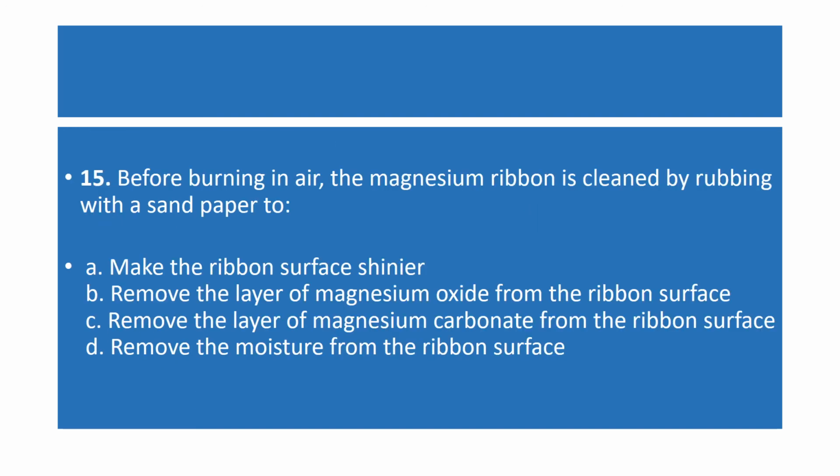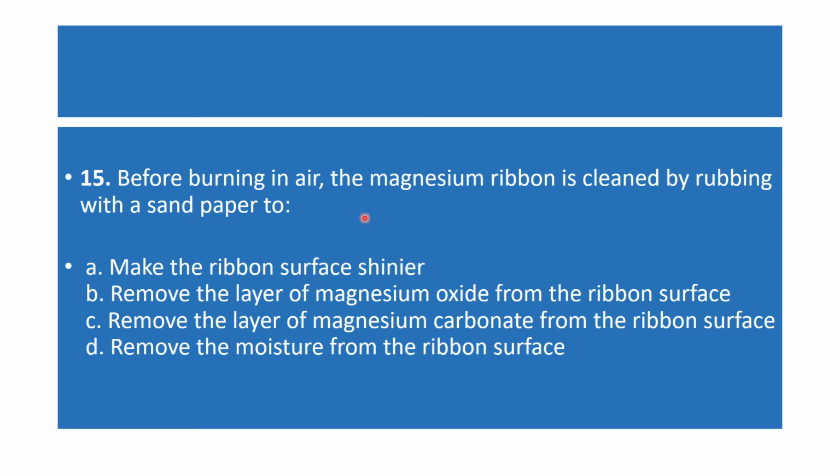Next is, before burning in air, the magnesium ribbon is cleaned by rubbing with the sandpaper to make the ribbon surface shinier, remove the layer of the magnesium oxide from the ribbon surface, remove the layer of magnesium carbonate from the ribbon surface, or remove the moisture from the ribbon surface. Beta, this is also a very important question.